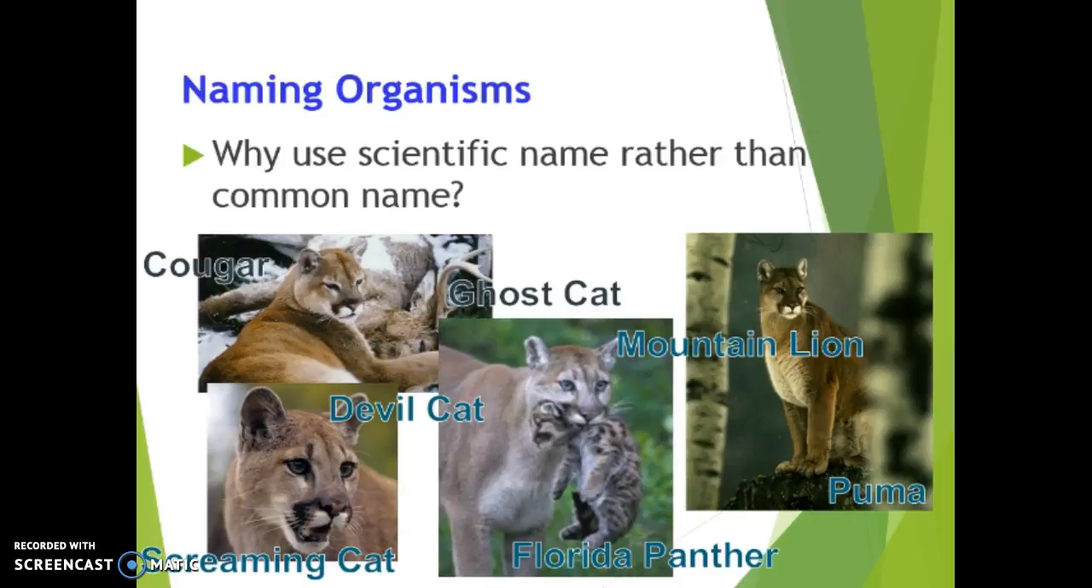Alright, so here's a couple different ways we name them. We also use scientific names, and we also use common names. Because if you look at some of these things, you'll see cougar, screaming cat, Florida panther. They all kind of look alike. So using a scientific name, it's actually going to give us that little bit of an advantage.